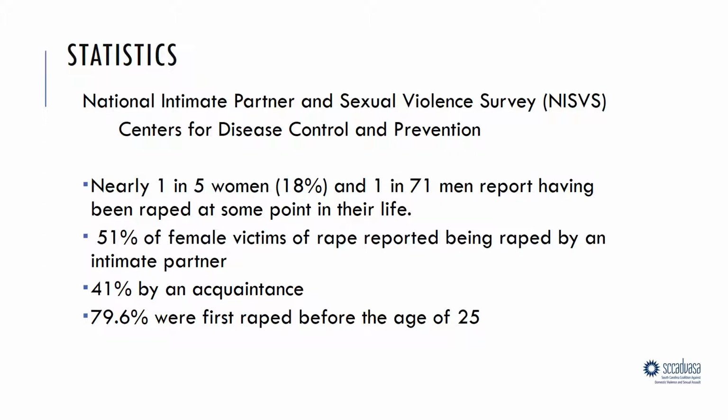We'll now focus on the prevalence of sexual violence. The National Intimate Partner and Sexual Violence Survey conducted by the CDC recorded that nearly 1 in 5 women and 1 in 71 men reported having been raped at least once during their life. As noted earlier, stranger danger is not the driving force behind these extremely high levels of victimization. 51%, over half of female victims of rape, report that an intimate partner was their rapist. 41% that it was an acquaintance.